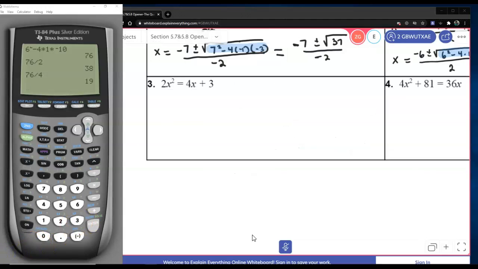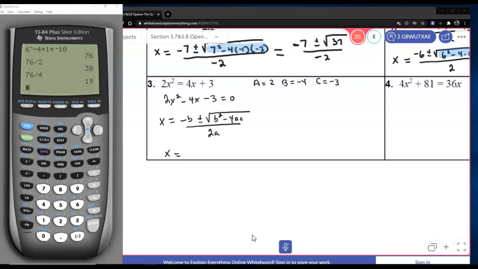For number 3, you're going to have to write it in standard form. So you have 2x squared minus 4x. Since you have to subtract 4x, you take it to the left. And then it's minus 3 is equal to 0. We know that a is equal to 2, b is equal to negative 4, and c is equal to negative 3. Let's go ahead and use the formula. The quadratic formula, x equals negative b plus or minus the square root of b squared minus 4ac, divided by 2a. So now you're going to substitute.